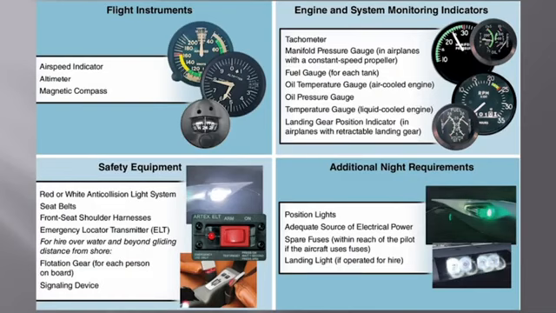Flight instruments, engine system management, safety equipment, additional night requirements. Certain things are required. Well, I can look in the rule book. If you look under, I think it's, and I don't know all the numbers by heart, but 91.203 or 205, something like that, will show you all of the required equipment you need to fly that airplane.